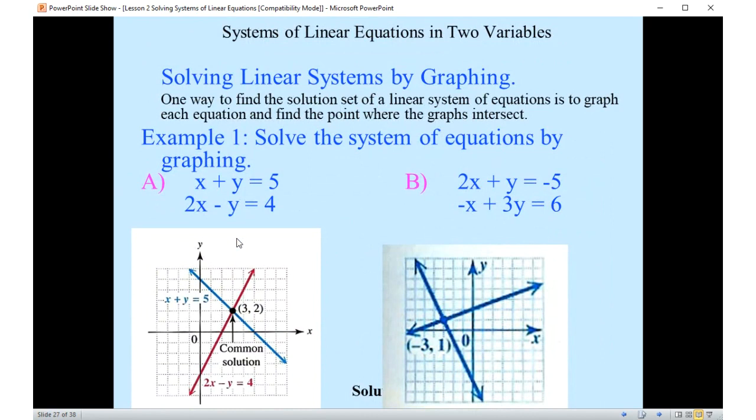Solving systems by graphing is probably easier than substitution, but you have to get y by itself in both equations and then graph them. So take a moment and look at this. You can pause the video. If you take each equation and get y by itself and then graph it, you'll see where they cross. So take a moment to do that with each one of these.